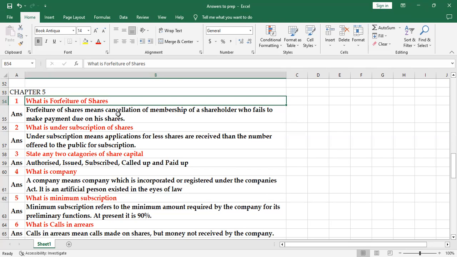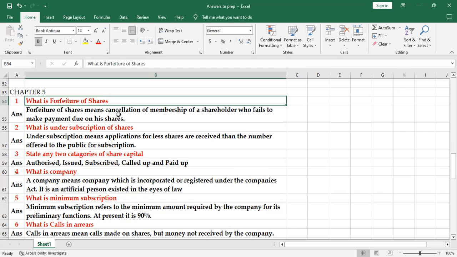Very simple. Then what is under subscription? When we issue shares, for example, if we issue 10,000 shares and we receive subscription for less than that, say 9,000 or 8,000, it is called under subscription. Under subscription means applications for fewer shares are received than the number offered to the public for subscription. Very clear?